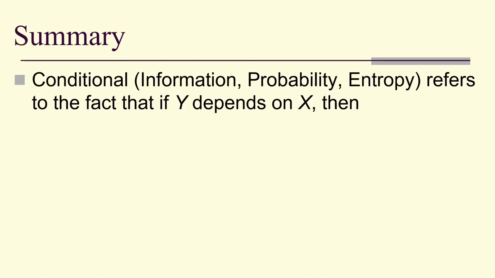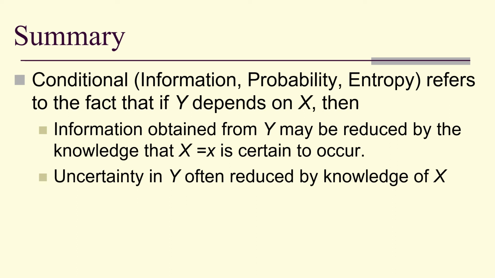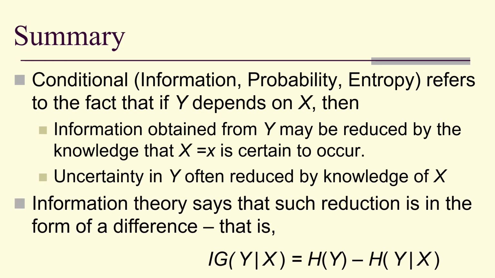In summary, conditional entropy refers to the fact that if Y depends on X, then the information obtained from Y may be reduced by the knowledge that X equals x is certain to occur, or the uncertainty in Y is reduced by knowing what X is going to be, maybe not a specific x, but in general we know what it is. And information theory says that such reduction is in the form of a difference. In other words, the information gain is the entropy of Y minus the conditional entropy of Y given X. Mutual information.